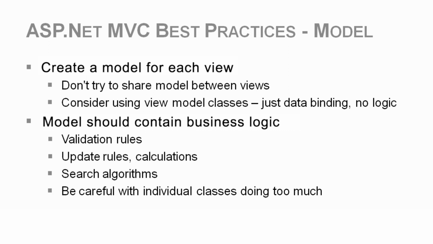That is the validation rules, update rules, calculations, search algorithms. Basically, the model has a lot of the guts of the logic of the application, really most of it. And in that, you should be careful with individual classes doing too much. Again, going back to SOLID principles, you want to take a look at single responsibility. And this is another reason why you might consider using view model classes in addition to business object classes.